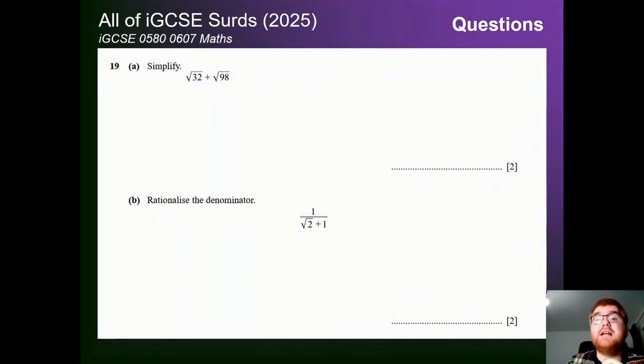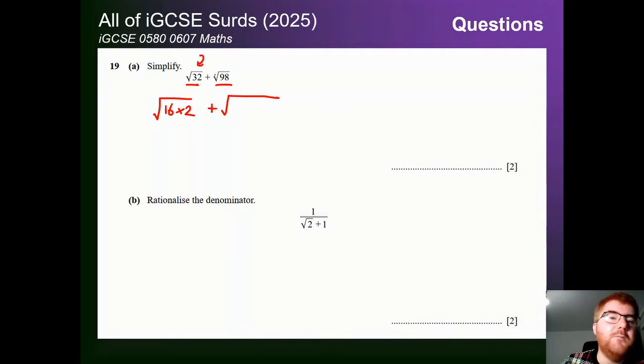Okay, so now let's look at some specimen paper questions. So these have been specially prepared by Cambridge to get you used to the 2025 course. So first question here, we need to simplify this addition. We've seen a question just like this already. So the key thing to do here is we need to simplify these surds. Let's start with the smaller number, so root 32. Notice we can write that as root 16 times 2. So the biggest number that fits in, which is a square number.